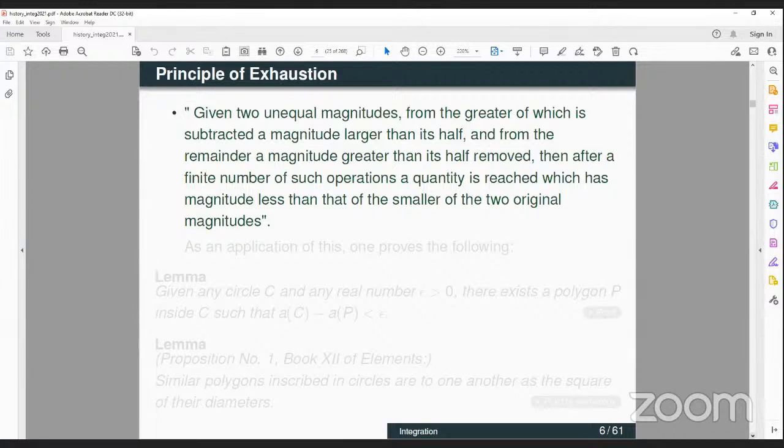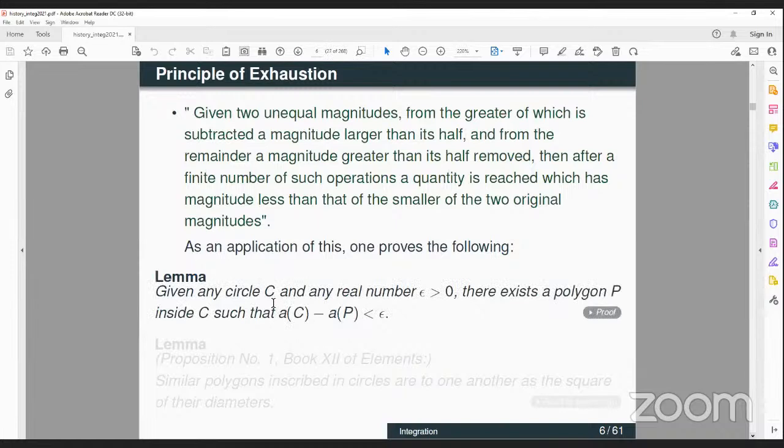Okay. And as an application of this, one can prove that given any circle C and a real number, I have written this in modern language, they wrote it in terms of magnitudes, any real number epsilon greater than 0, there is a polygon inside C such that the area of the circle minus the area of the polygon is less than epsilon. So in a sense, you can approximate the area of the circle by the inscribed polygons. We will come to a slightly more detailed illustration of that.